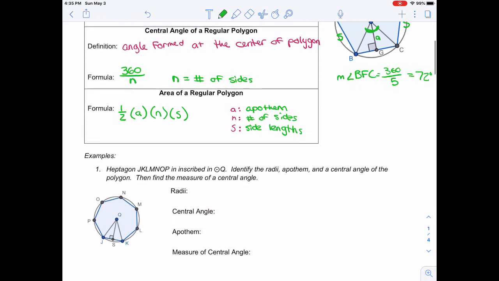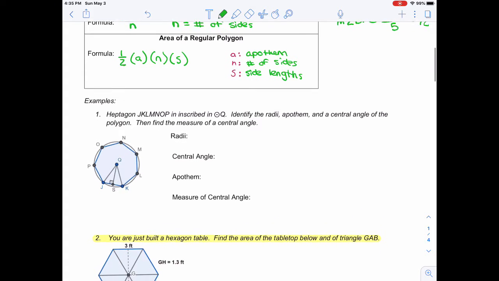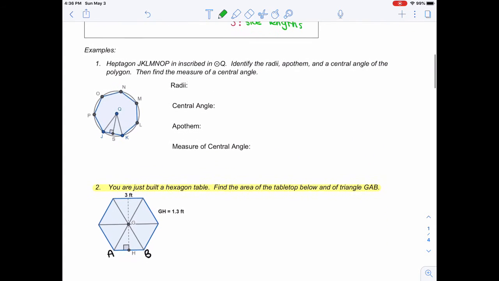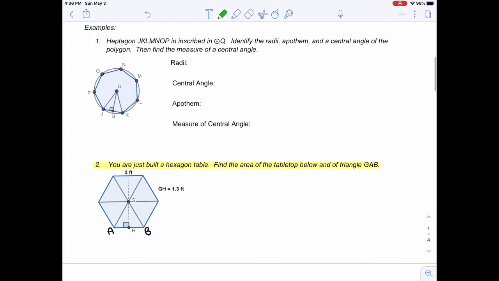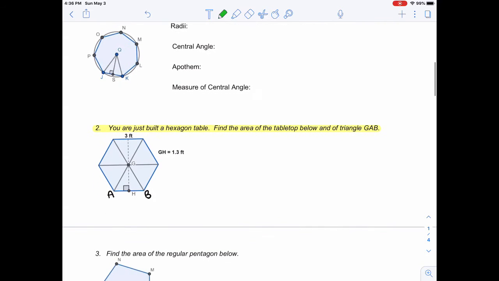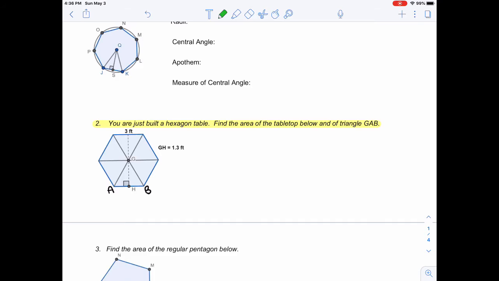So I'm going to go ahead, like that last video, and we're going to just do the ones I have highlighted here. So I'm going to suggest you do number 1 on your own, check your answers with the key. But we are going to do number 2 together here. You just built a hexagon table. Find the area of the tabletop below and of triangle GAB.